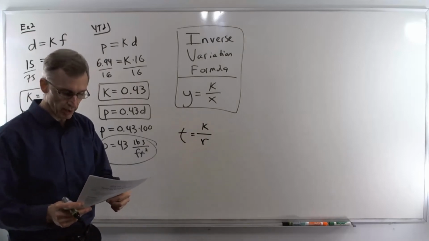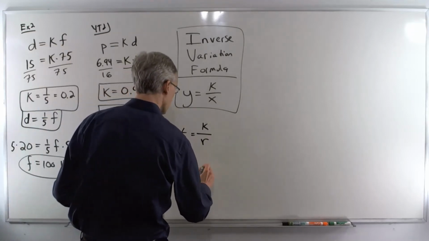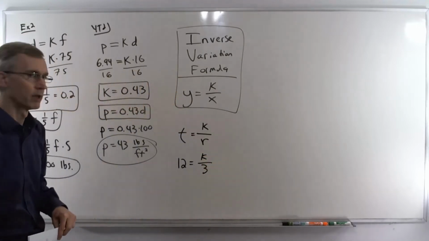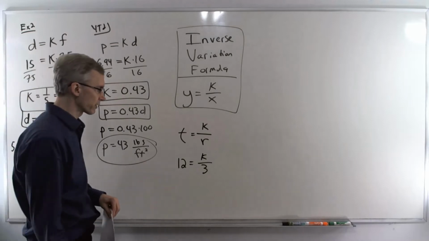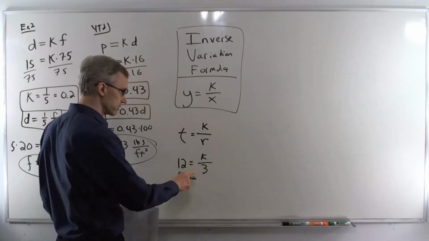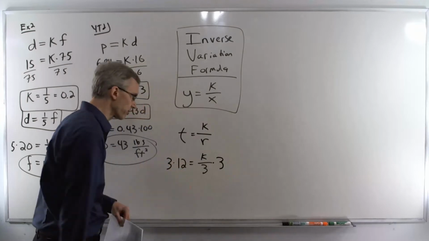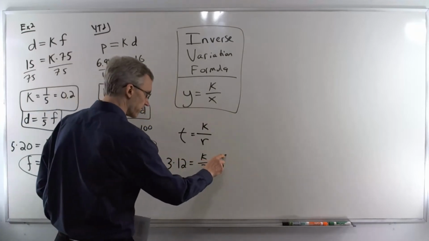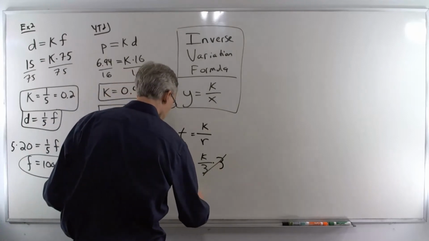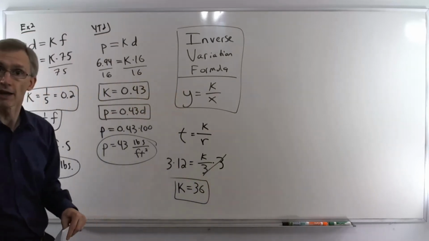Now we know that t is 12 when r is 3. So I'm going to plug in 12 for t and 3 for r. Now we can solve for k. We're going to get rid of the divided by 3 thing, so I always do the opposite operation. Opposite of division is multiplication, so we'll multiply both sides by 3. And that way the 3's over here cancel, leaving just k. So k is 3 times 12, or 36. And we found the constant of variation.